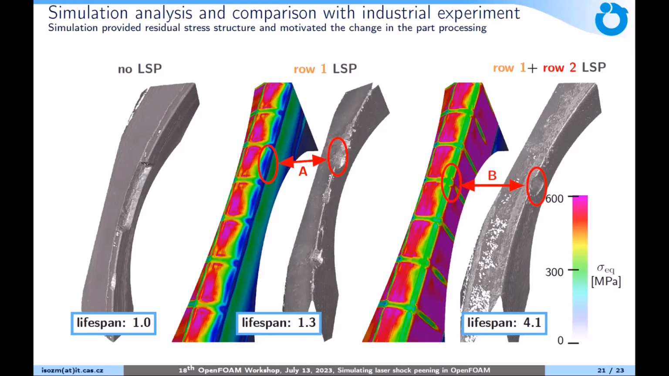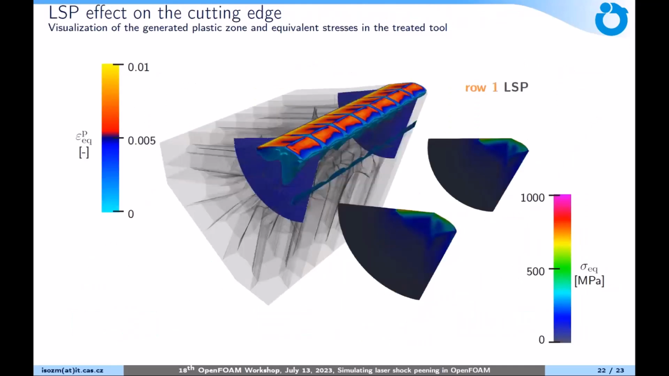But we noticed that this pattern on the right side is similar to this pattern on the left side. So we said, okay, let's find a direction from which we can reduce these spots. And we started from inside, and that contributed to prolonging the lifespan from 1 to 4.1, which was a success for the industrial partner. Well, that's it.